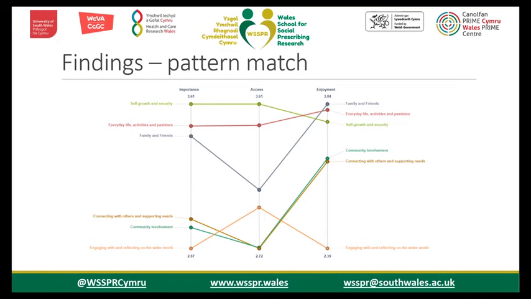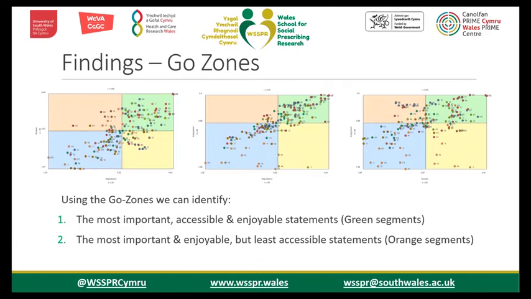You can see some differences in the ratings of connecting with others and supporting needs and community involvement on the different scales. These were rated as more enjoyable, but less accessible and important. We also looked at these comparisons for different groups, like males compared with females, or whether things change depending on the type of area a person lives in. But there were few differences, and the findings appear to be quite consistent across different demographic groups.